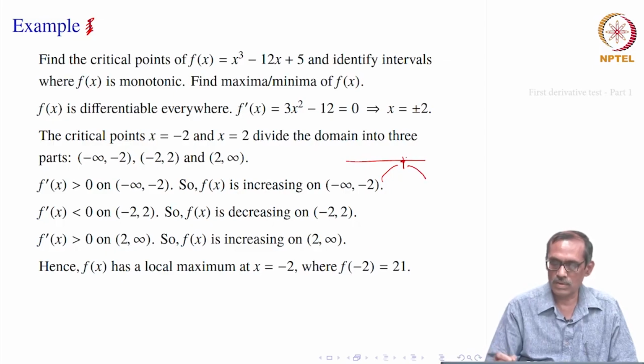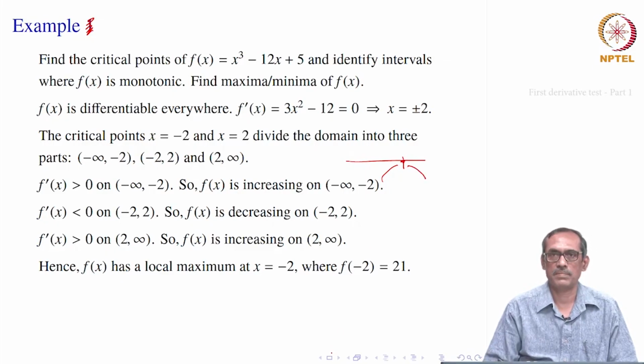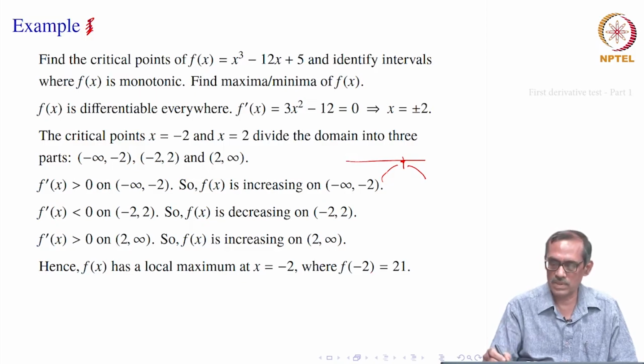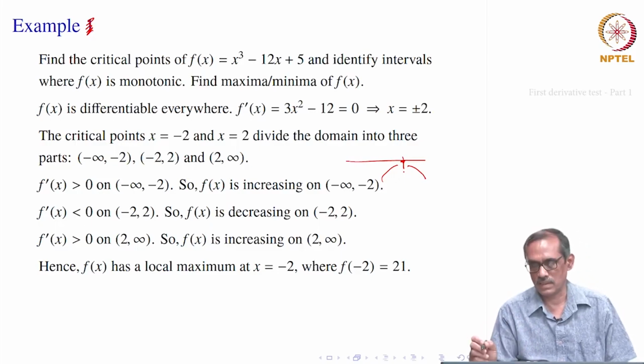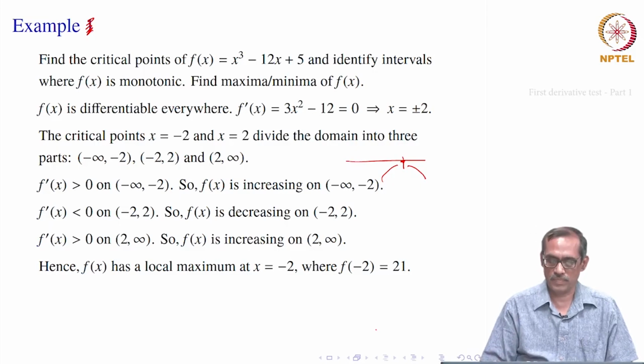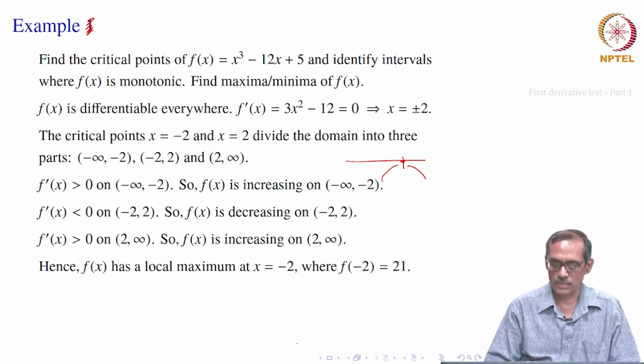So, at 0 there is a local maximum. It is a critical point, but since it is increasing and then decreasing, that should be a maximum, because by the definition of a local maximum, in the left neighborhood it will be increasing, and on the right neighborhood it should be decreasing. Then there is a local maximum. That is what happened at minus 2.